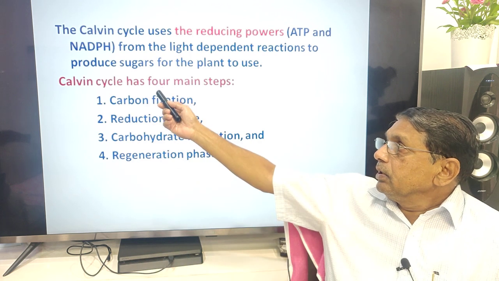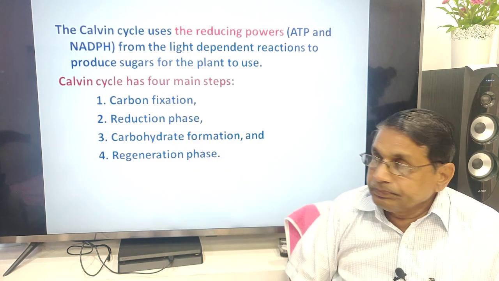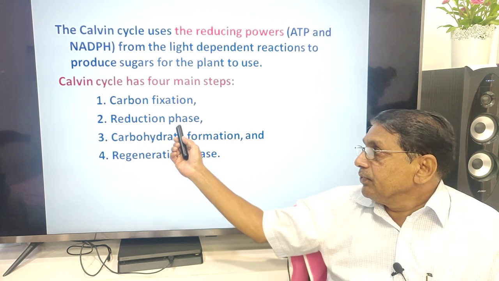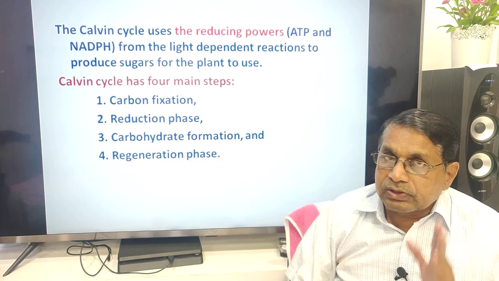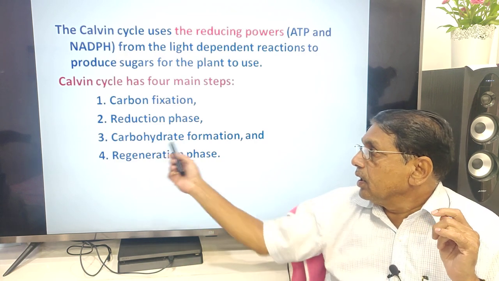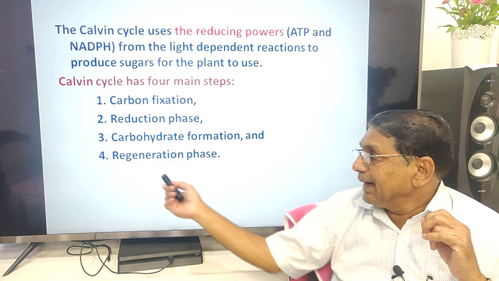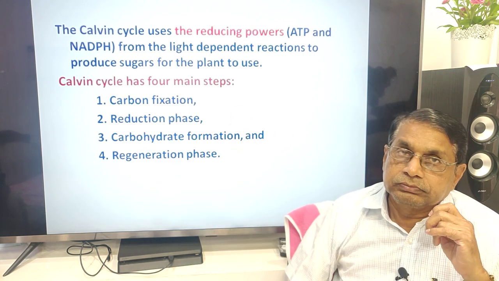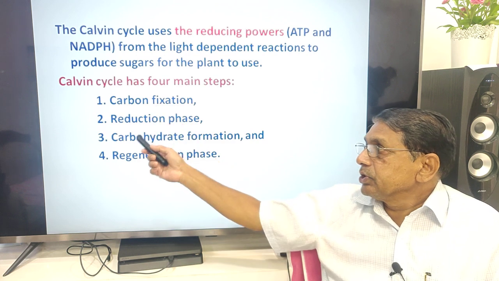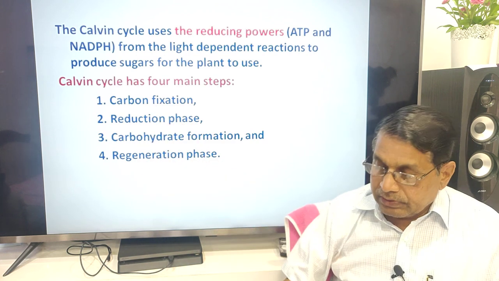The cycle has 4 main steps: first phase is carbon fixation, second is the reduction phase, third is carbohydrate formation, and fourth is the regeneration phase.